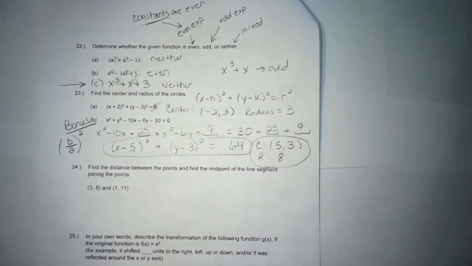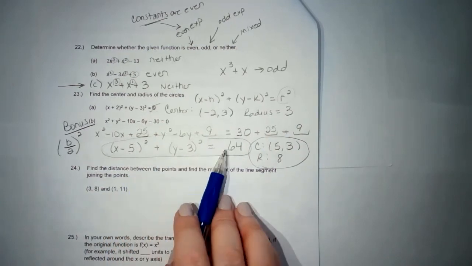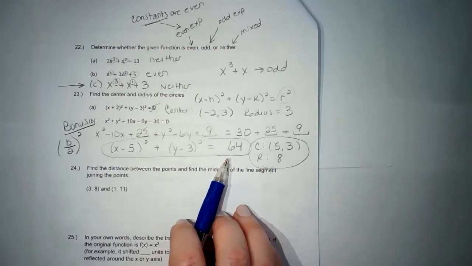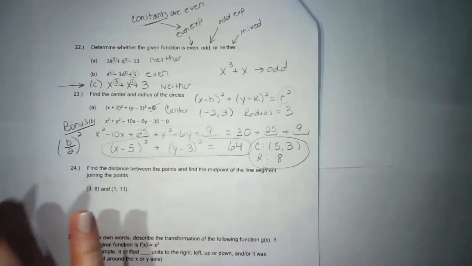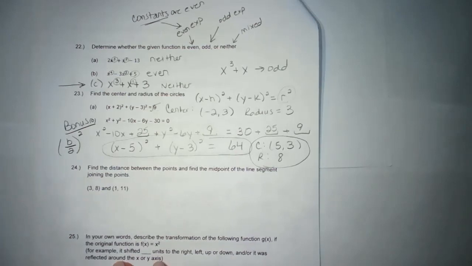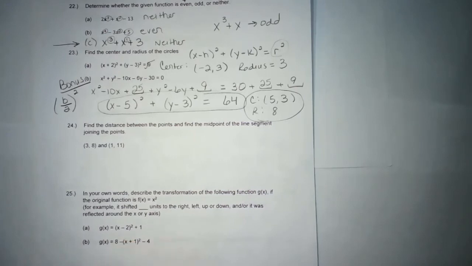Now, I will warn you, the bonus is pretty hard on this. That's why you got 3. Your center and your radius for your bonus are going to be fractions. They're going to be fractions, but that's okay. You can do this. They're not hard. You can do it. Okay. All right, let's look at 24. She said fractions. It's going to be all right.